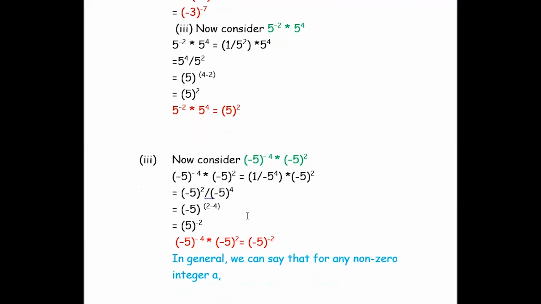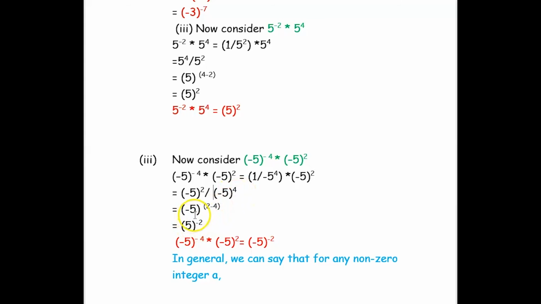In the same way, take negative 5 raised to the power of negative 4 into negative 5 raised to the power of 2. We can write the first one, negative 5 raised to the power of negative 4, as 1 divided by negative 5 raised to the power of positive 4, into negative 5 raised to the power of 2 in the numerator. So we can rearrange this as negative 5 raised to the power of 2 divided by negative 5 raised to the power of 4.